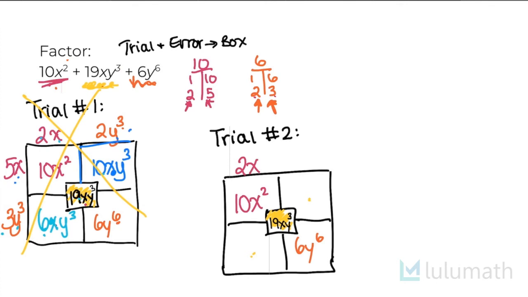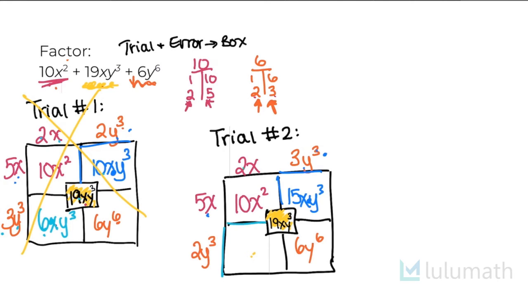So I'll keep the 2x here and the 5x here, but I'm going to swap this 2y to the power of 3 with this 3y to the power of 3. I will have 3y to the power of 3 up here and then 2y to the power of 3 down here. Now, this box here will be the product of this 5x by this 3y to the power of 3, and 5 times 3 is 15, and xy to the power of 3 is just xy to the power of 3. In this box over here, my bottom left box, I'm going to multiply 2y to the power of 3 by this 2x right here.